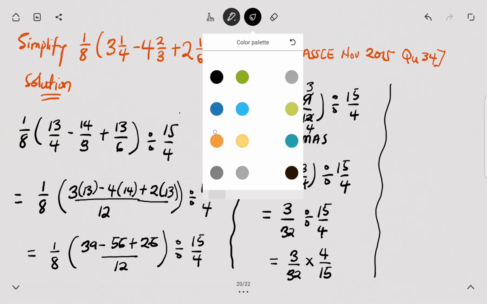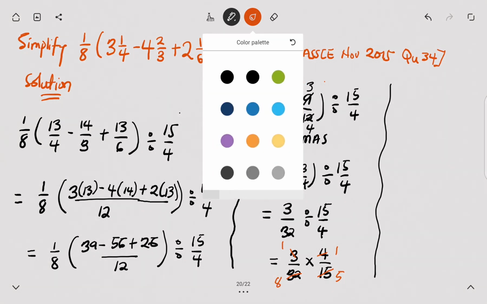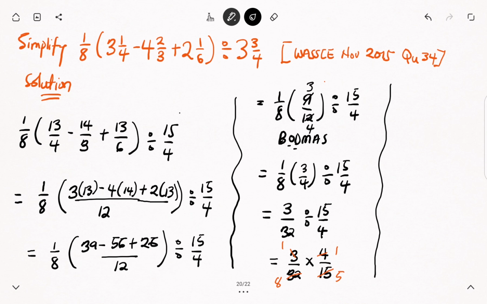Now if I look through over here, I can cancel some things. So let me do that. 3 will go into itself 1. It will go into 15 5 times. 4 will go into itself once. It will go into 32 8 times. So now I have 1 multiplied by 1 on 8 multiplied by 5, and this will be equal to 1 multiplied by 1 is 1, and then 8 multiplied by 5 is 40. So this is the answer after we simplify the expression.